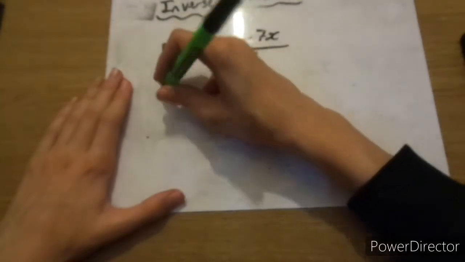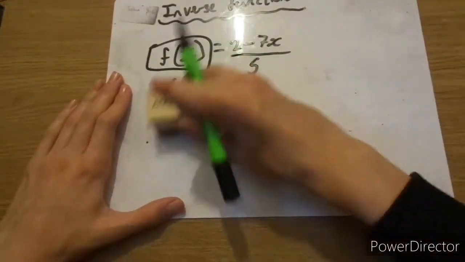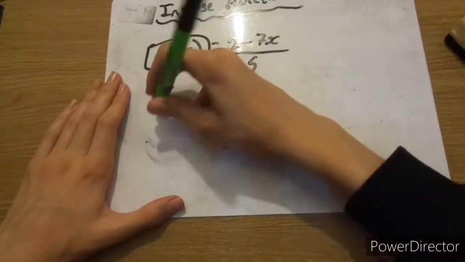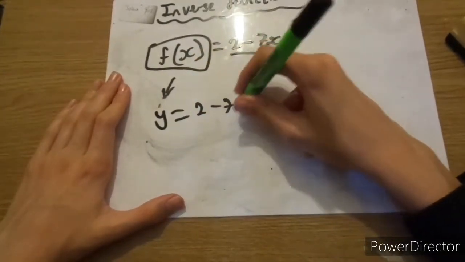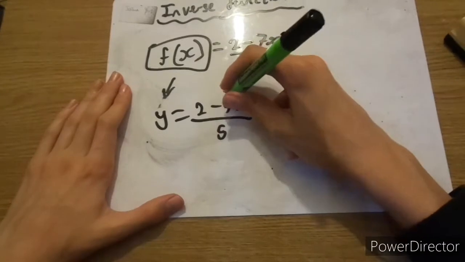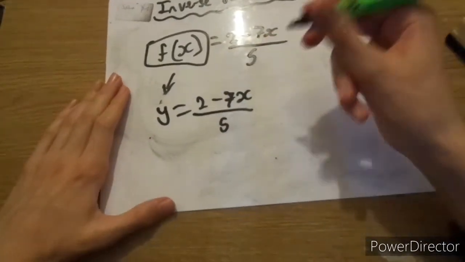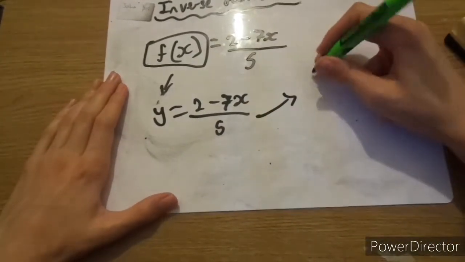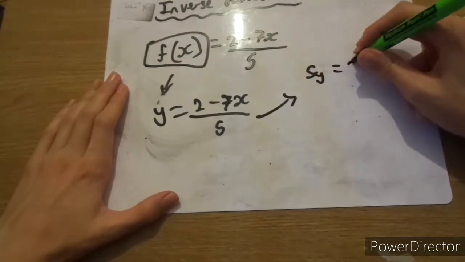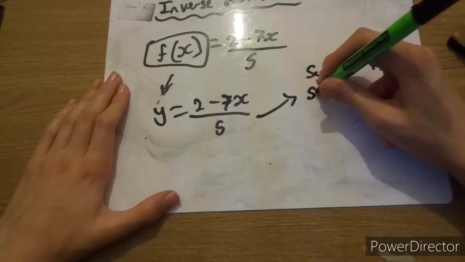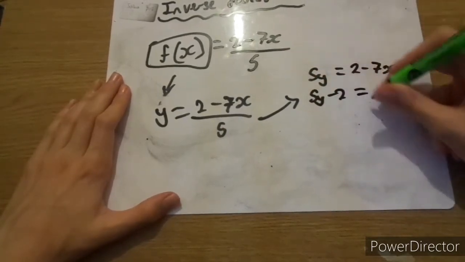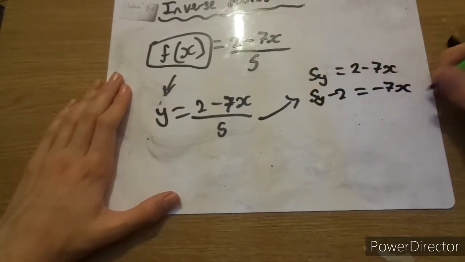So the easiest way I find to do this is that section becomes a y. Then you just write it out and you just solve for x. The first thing you do here is times it by 5, so 5y is equal to 2 minus 7x. Next thing you do is minus 2, so 5y minus 2 is equal to minus 7x.